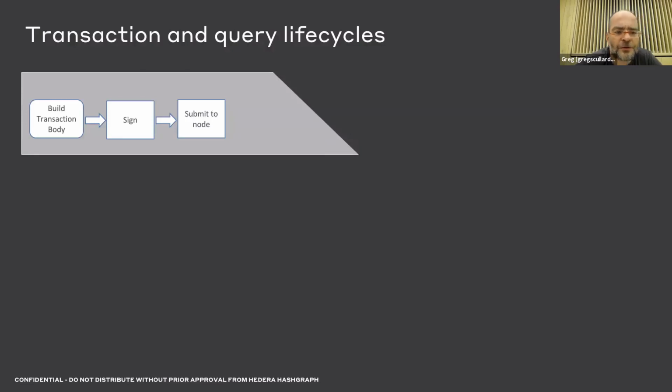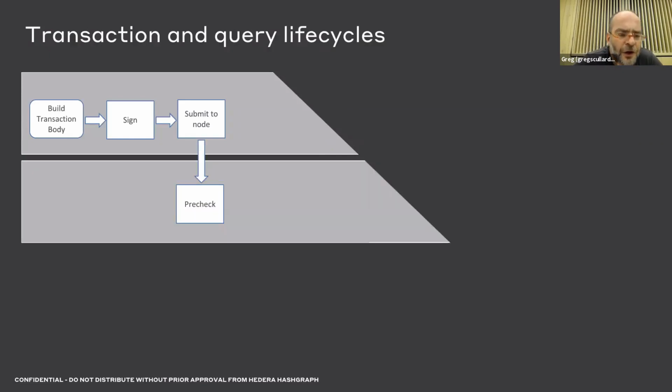So as a client, I build a transaction body, I sign it, and I submit it to a node. Fairly straightforward. The node will then perform a pre-check, and that pre-check essentially validates things like: is there enough funds in your account paying for this transaction to execute the transaction? Is the transaction well formed? Are all the signatures included? And so on and so forth.